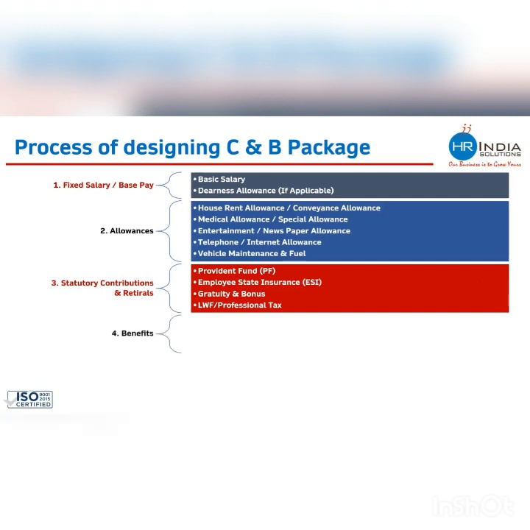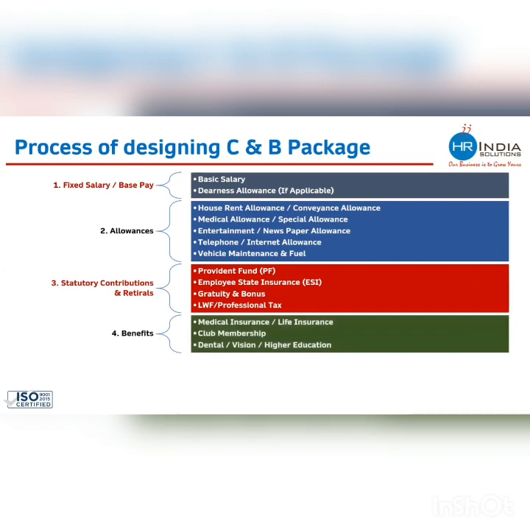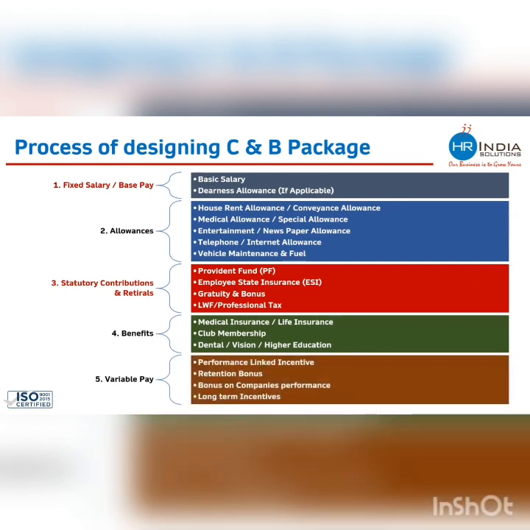Then benefits. If your company is providing benefits to your employees, you need to check that also, and mention those benefits in their offer letters. Then the last thing is variable pay. For example, if the position is in marketing or sales, which requires some kind of performance bonus and has some targets, then on that basis companies usually provide incentives, which can be named performance linked incentive, retention bonus, bonus on the company's performance, long term incentive, etc.